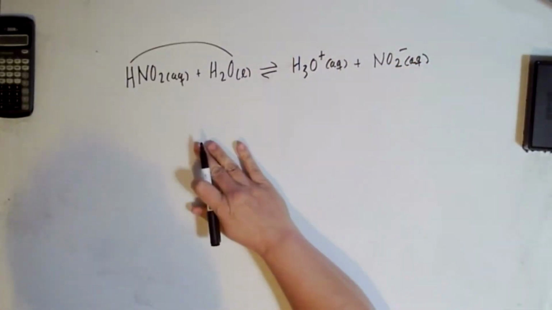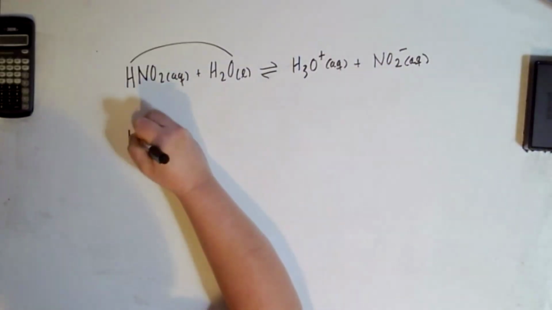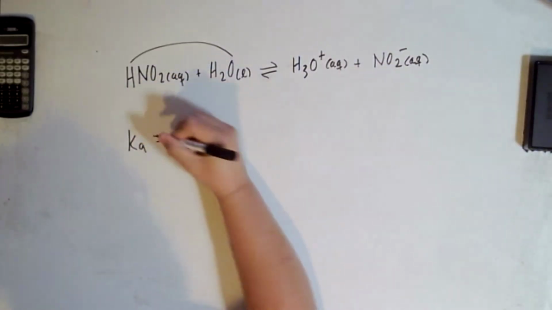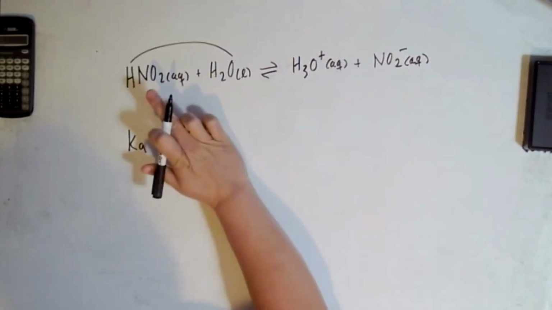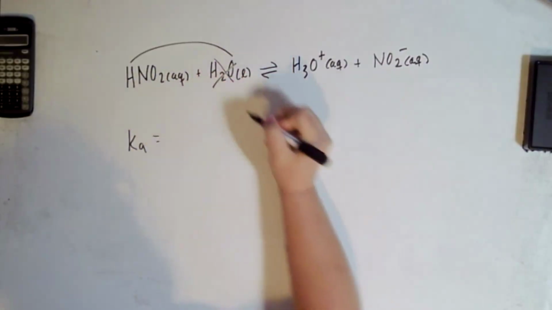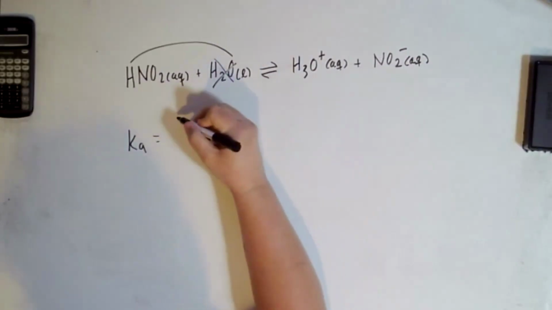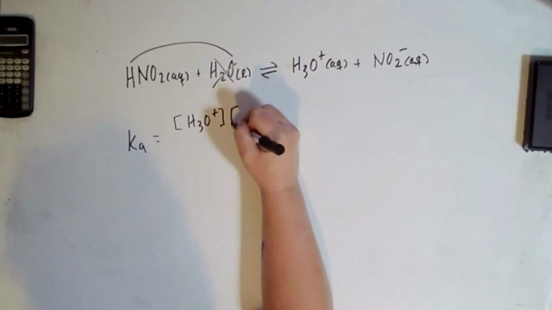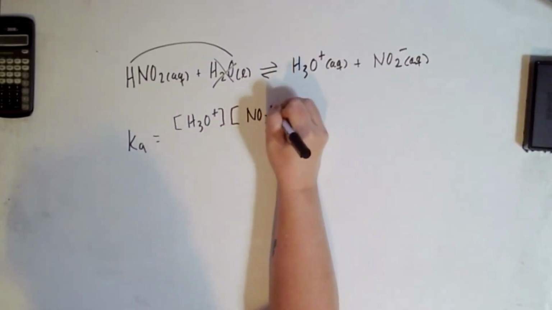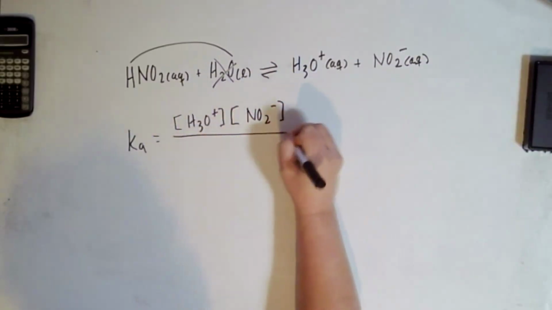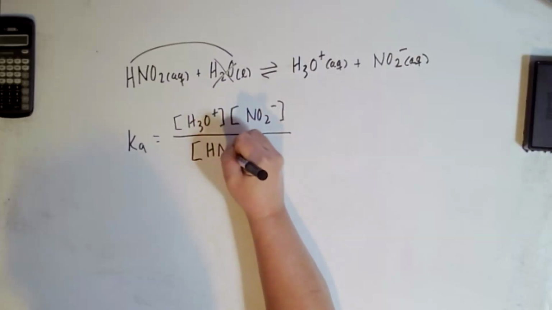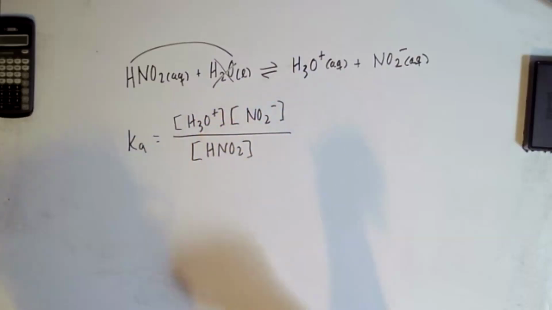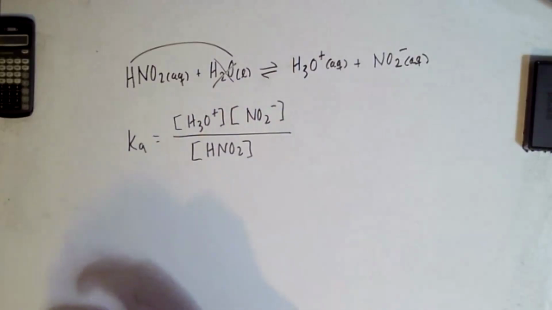Okay, and so if we're going to write the acid dissociation expression, which is Ka, that means our products divided by our reactants, but leaving out the liquid water. So we're going to have H3O plus times NO2 minus divided by HNO2. Okay, that's going to be our acid dissociation.